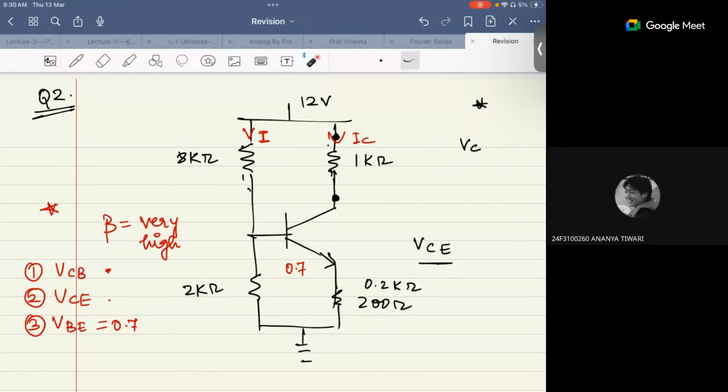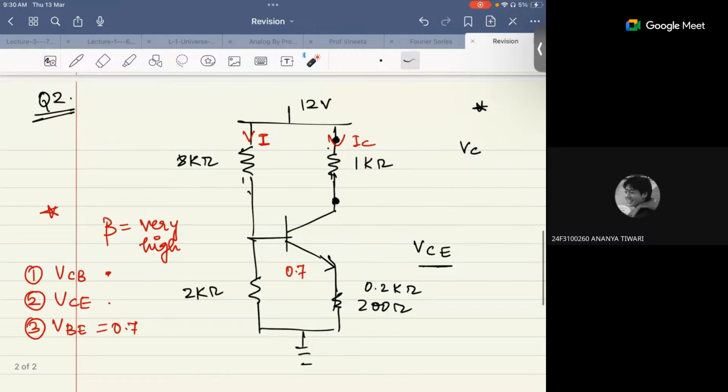Okay. Anyone else? How will you think to solve this question? First, we will find VB, which we get as R2 into 12 volt upon R2 plus R1. Then we will find VE. Then we will find IE. Then we will find VC. Correct.